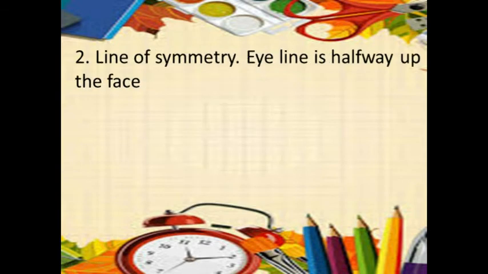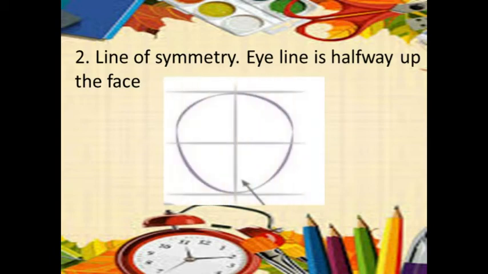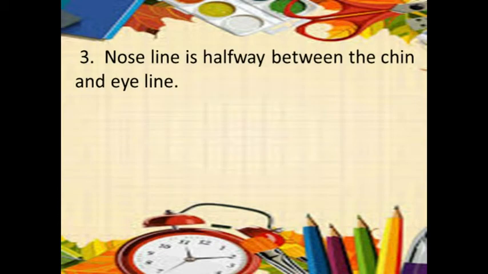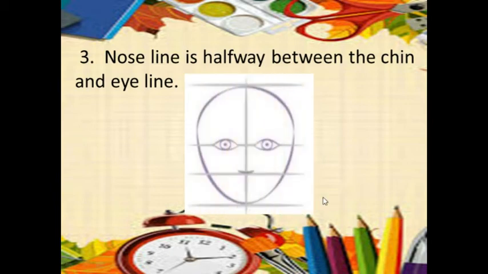The second one is the line of symmetry. The eye line is halfway up the face, just like this. You will draw a line of symmetry. We will draw a line at the top, at the bottom, and at the center. You will draw a horizontal line and a vertical line. Next step is the nose line. It's halfway between the chin and the eye line, just like this. So we have here the eye line and the chin. So at the center between the eye line and the chin, we will place there the nose line.